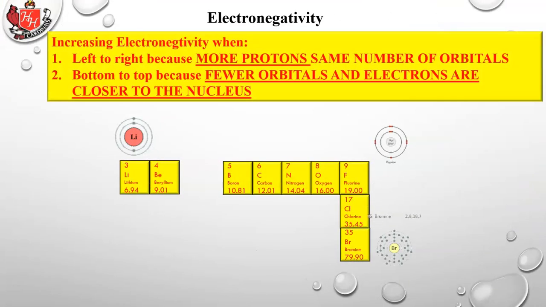So here's the thing to remember, it's almost identical to ionization energy. In fact, it is. Increasing electronegativity when you go from left to right because more protons with the same number of orbitals, and from bottom to top because you have fewer orbitals and the electrons are closer to the nucleus. Actually, it's easier for the protons to reach outside of the atom to grab outside electrons and pull them in when you have fewer orbitals.